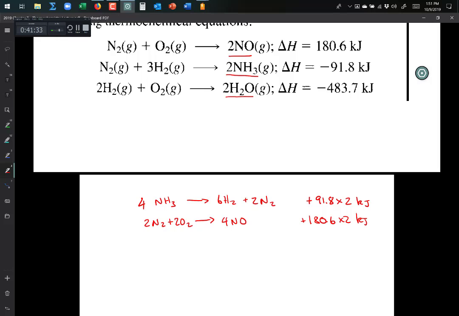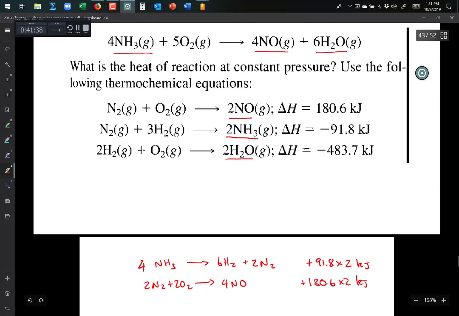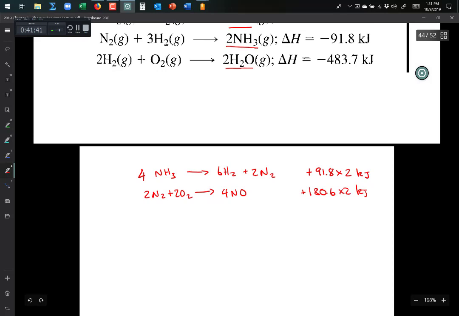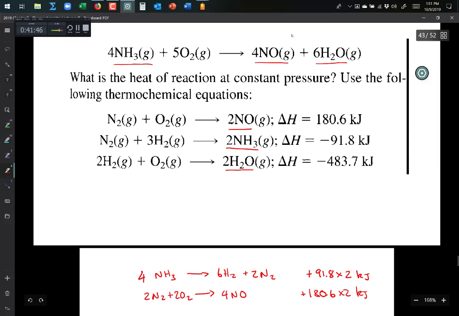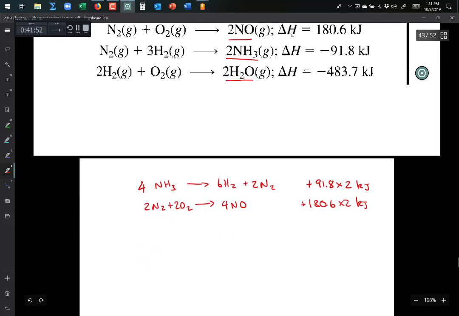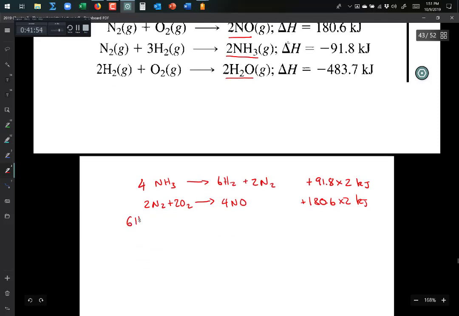And if it's annoying you, you can't cancel stuff out at this point. But I'm just going to do it all at one time. And then the H2O is also in the correct position. It's on the right-hand side. But I need to triple that. Because if you look at the top reaction, there's 3 H2Os. In the bottom reaction, there's 2 H2Os. So I got to triple that. So I'm going to go 6 H2s plus 3 O2s makes 6 H2Os. And this is minus 483.7 times 3 kilojoules.